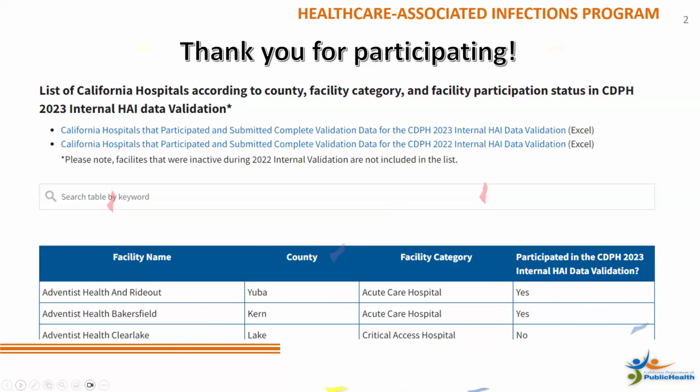First, I would like to thank all facilities that participated in our 2023 internal validation exercise. You can visit our validation webpage and see a list of participants for both 2023 and 2022 internal validation. We appreciate your participation and hope it was a valuable experience for everyone.